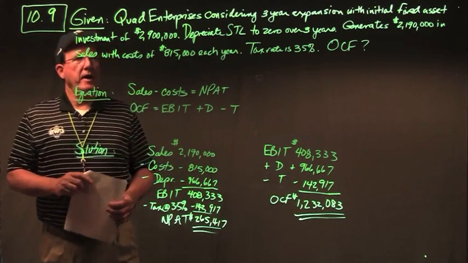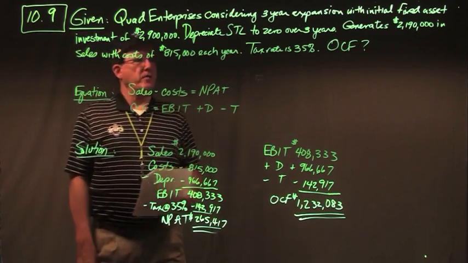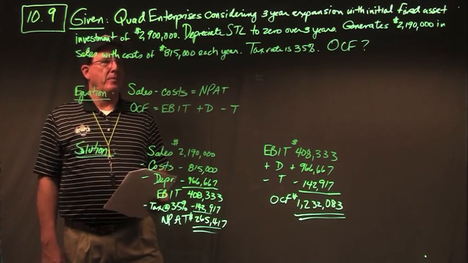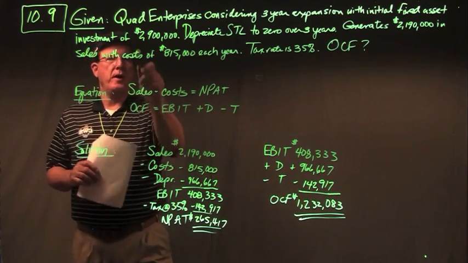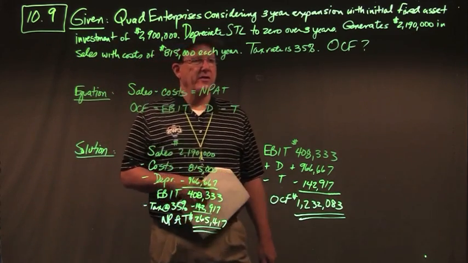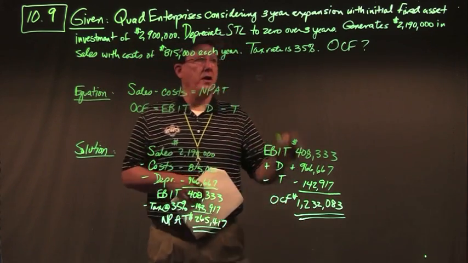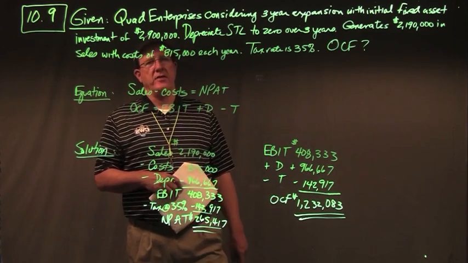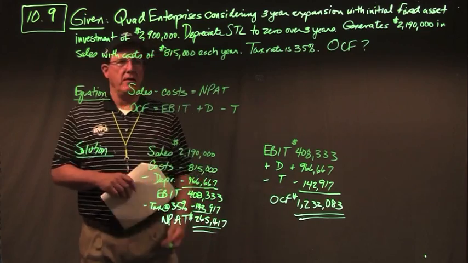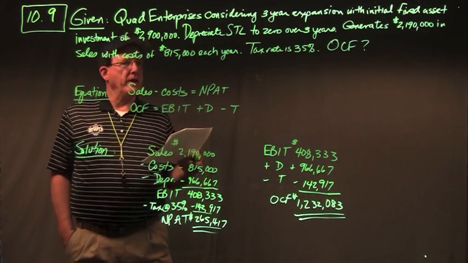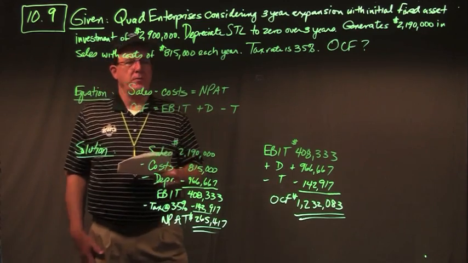In problem 10.9, we're given that Quad Enterprises has a 3-year expansion project in the works with an initial fixed asset investment of property, plant, and equipment of $2.9 million. We're going to depreciate this equipment straight line to 0 over 3 years, so a 3-year project, as I said. It generates $2.19 million in sales each year, with cost of $815,000 each and every year. Tax rate's 35%. What's the OCF on this project?